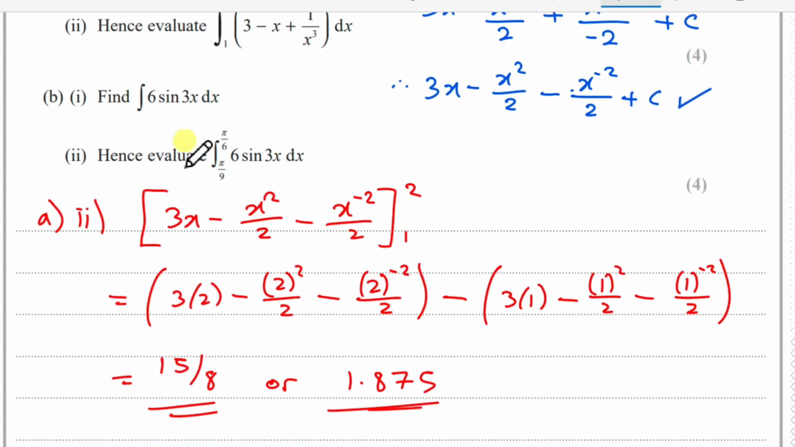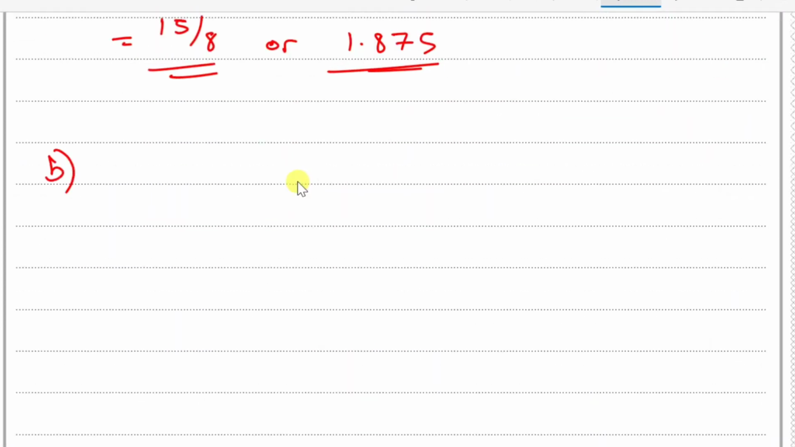Now let's look at part B here. So B says find the integral of 6 sine 3x. So I'm just going to write it over here neatly. So integral of 6 sine 3x dx.